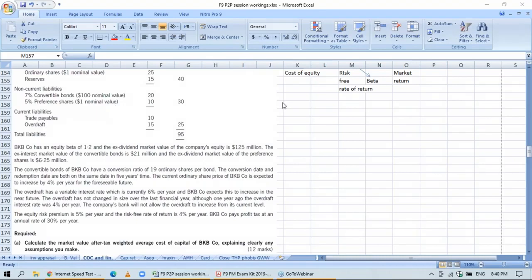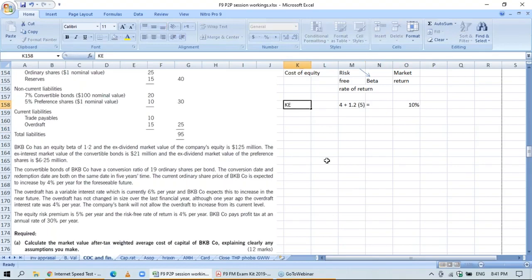Okay, so the risk-free rate is 4% plus 1.2, which is the beta, and we'll multiply it by 5%. So this gives you the cost of equity, which is 10%. So this is the first step. We get the cost of equity.